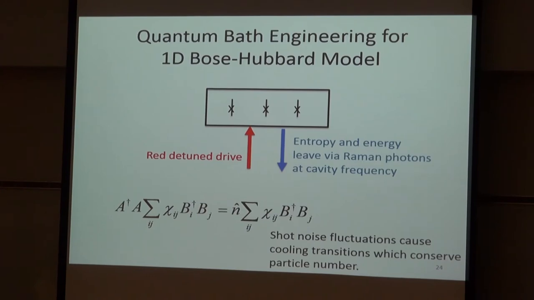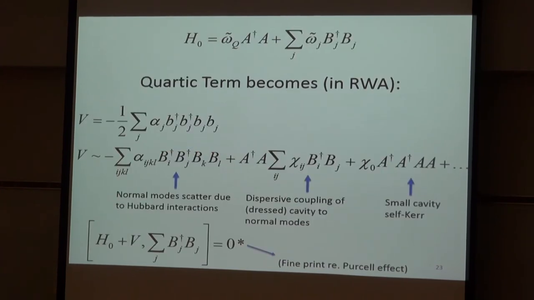Steve, how good is the rotating wave approximation? Atomic physics is pretty exact because they're always... Yeah, so the frequency spreads here and the high Q of the cavity, and so it depends on parameters, but it's quite good.